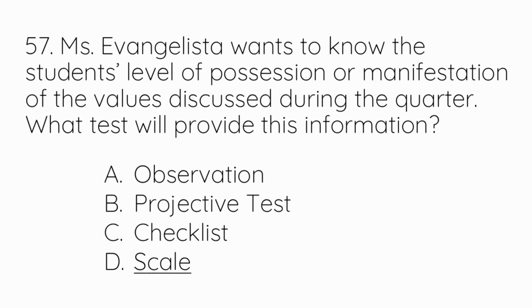Yung option A, observation, it's limited to visible behaviors. And projective test naman, it focuses on unconscious motives, not direct value measurement. And yung checklist indicates a presence but not the degree of values. So number 57 is letter D.